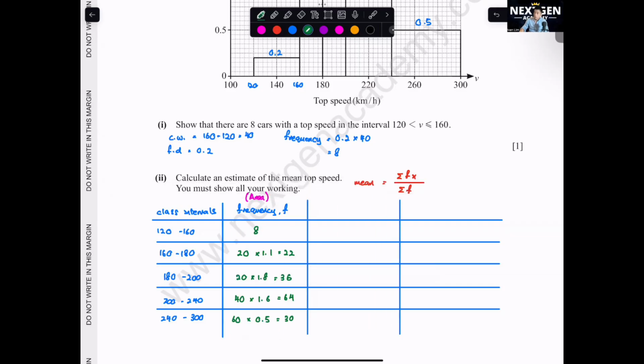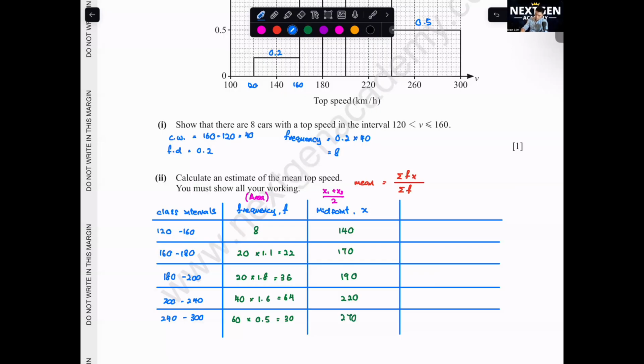Next, you need to find the midpoint. That is the x value. How to find the midpoint? You take both ends of your class interval, add them up, and divide by 2. So for this, you take 120 plus 160 divided by 2, you get 140. 160 plus 180 divided by 2, 170, then 190, 220, and here is 270.